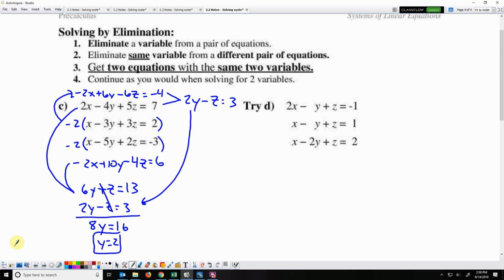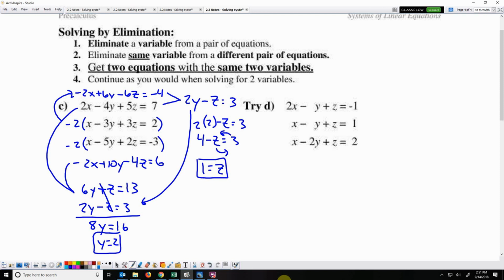I can plug that into any equation that just has a y and one other variable. So if I plug it in right here, 2 times 2 minus z equals 3. So I clear that up a little bit. Minus z equals 3. So that's 4 minus z equals 3. So I'm going to move that z over there to become positive. I'll move the 3 that way, and I'll get 4 minus 3 is 1, and equals z. I've got z equals 1. So I've got 2 of my variables.